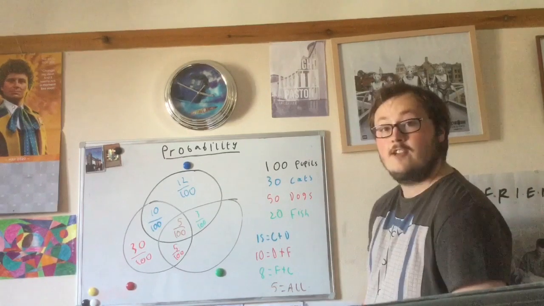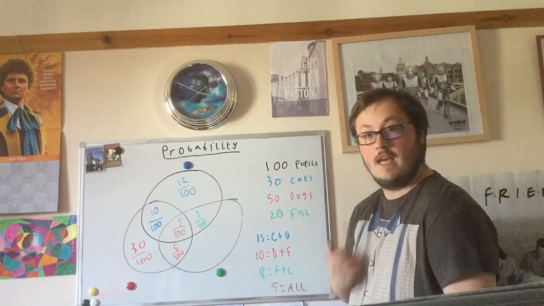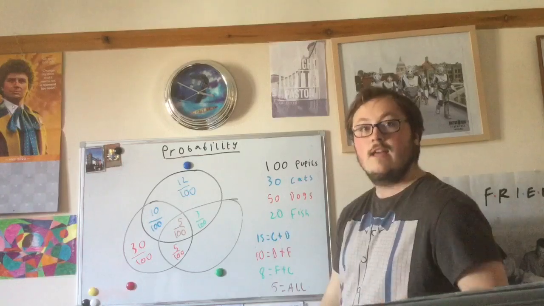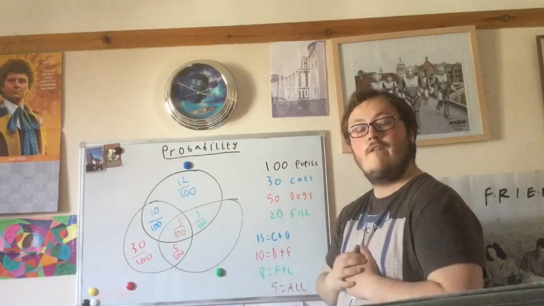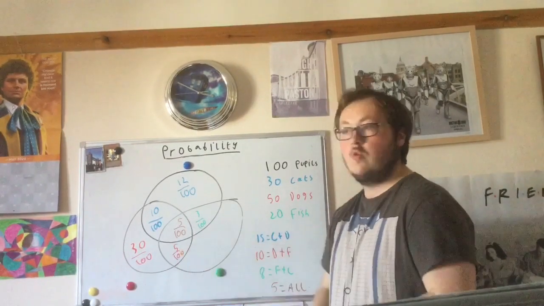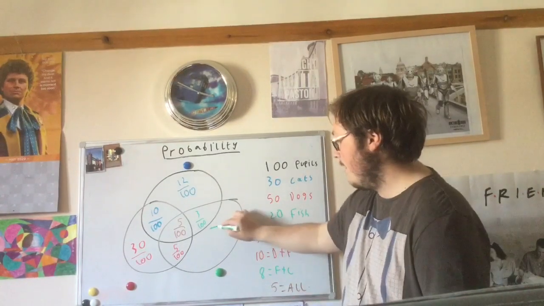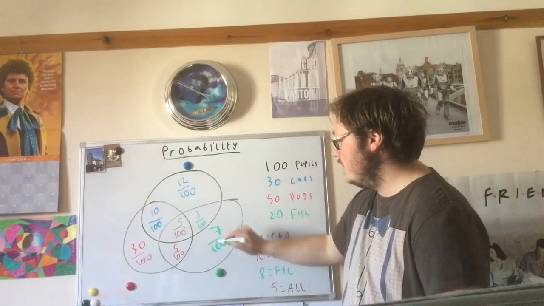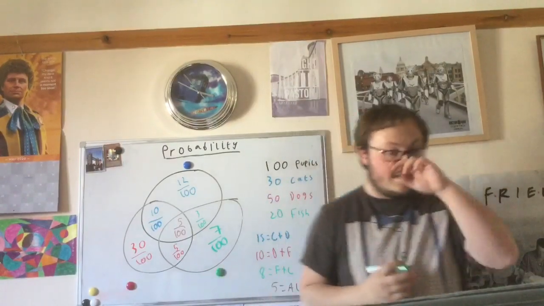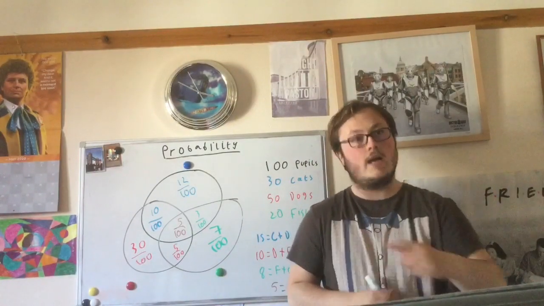We have 20 fish, but we need to take into account the other factors. So 20 take away 3, 17. 17 take away 5 is 12. 12 take away 5 is 7 over 100. And we have completed our three-way Venn diagram.